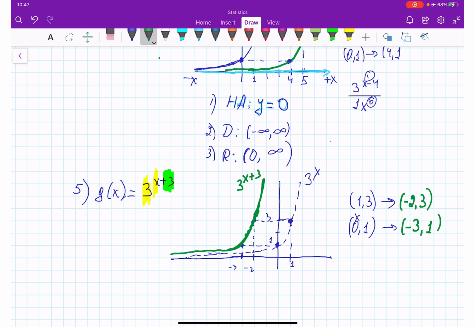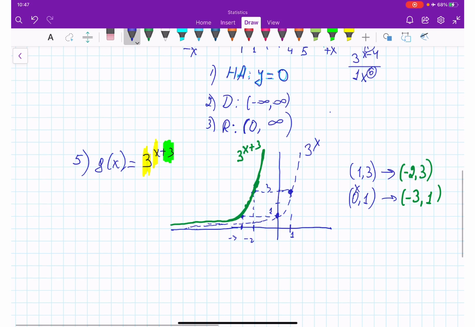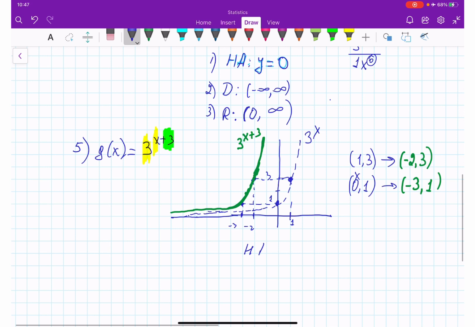And we're done. So let's now look also at the asymptote. What is our horizontal asymptote here? We have a horizontal asymptote here, right? y is equal to 0, this one. And none of them is touching. Okay.